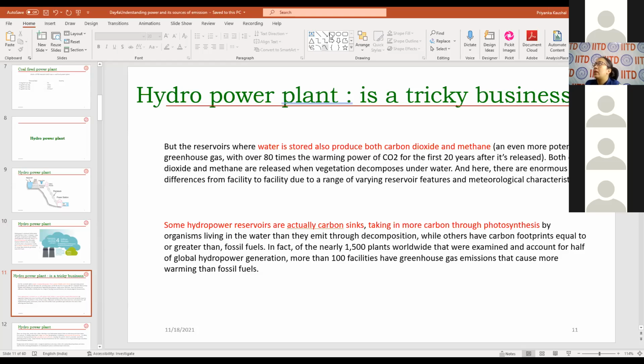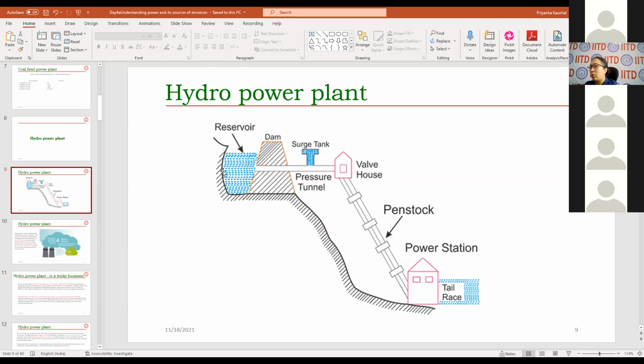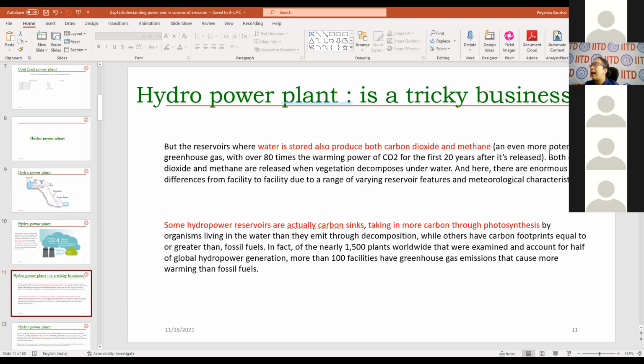And as you can see here, there is a huge reservoir which is constructed here. It's huge. It's almost the size of the biggest lakes you have seen, and bigger than that actually, right? And since there is water there, both carbon dioxide and methane are released when vegetation decomposes underwater.